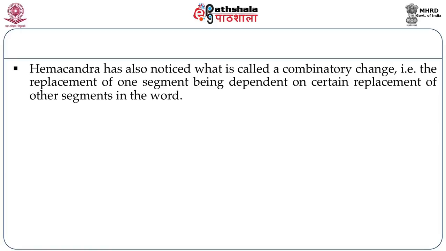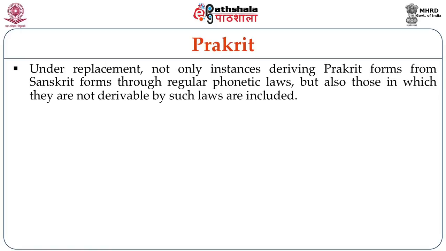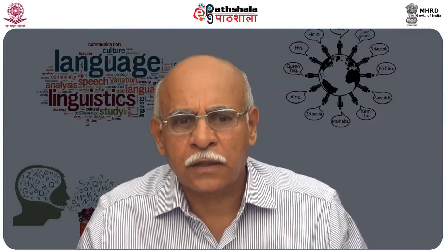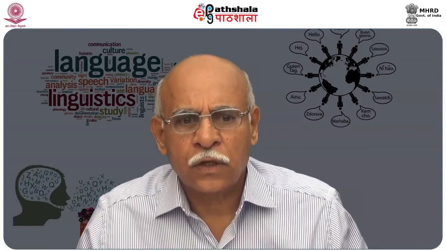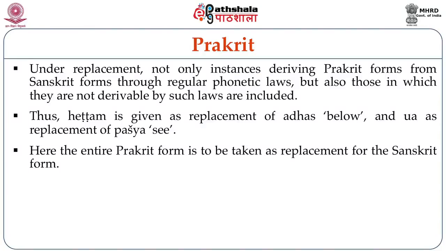Hemachandra has also noticed what is called combinatory chain, that is, the replacement of one segment being dependent on certain replacement of other segments in the word. Thus, in the word tirtham, the vowel i gets the replacement u only when the consonant cluster rtha is itself replaced by ha. Otherwise, the word becomes titham. Under replacement, not only instances deriving Prakrit forms from Sanskrit forms through regular phonetic change, but also those in which they are not derivable by such laws are included. Thus, hetam is given as replacement of adesh, below, and us as replacement of pashya, see. Here the entire Prakrit form is to be taken as replacement for the Sanskrit form.